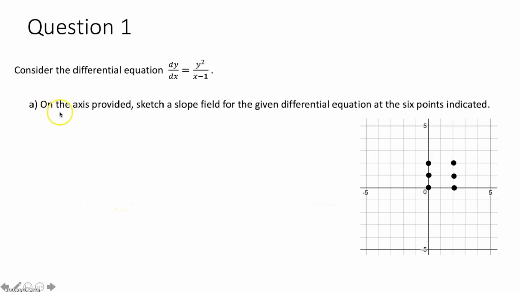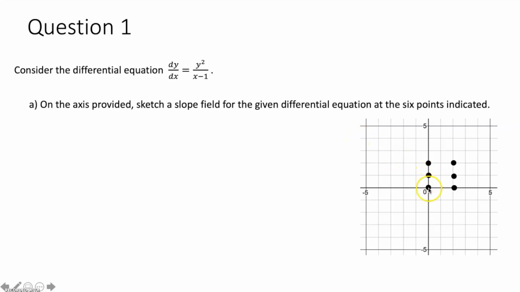The first part says, on the axis provided, sketch a slope field for the given differential equation at the 6 points indicated. So if you ever get a question like this on the AP test where you're tasked with sketching a slope field for a given differential equation, you should be so happy. These are the easiest points you're going to get on the whole test.